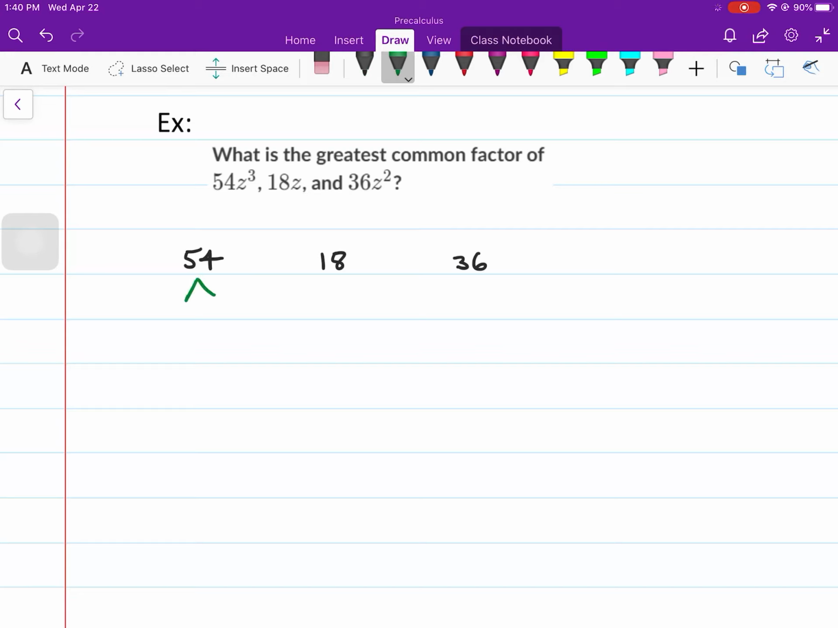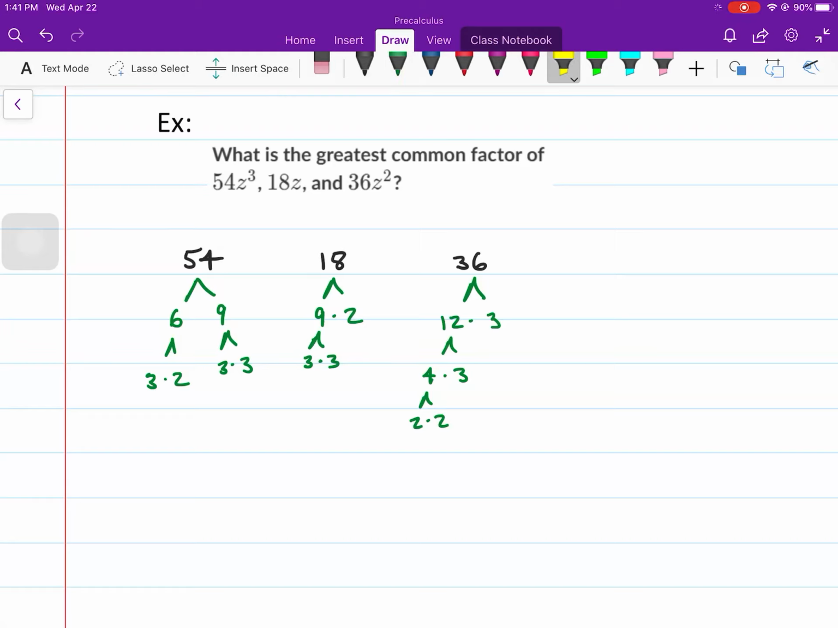So what's two numbers that multiply to 54? 6 times 9. And then the 6 is 3 times 2, and 9 is 3 times 3. 18 would be 9 times 2, which the 9 can still break down to 3 times 3. 36 could be 12 times 3, and then this would be 4 times 3, which would be 2 times 2. So looking at this, it's actually more than a 6 that we can take from all these. If you look at it, we have 3 3's here, but we only have 2 3's on the 18, and then we have 2 3's here.